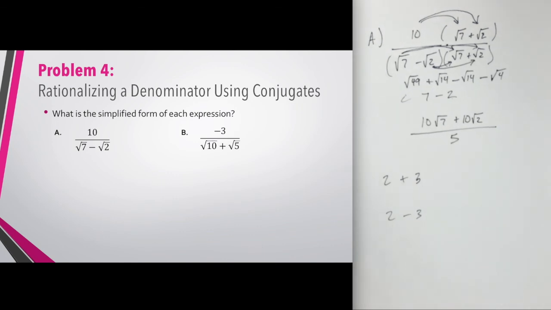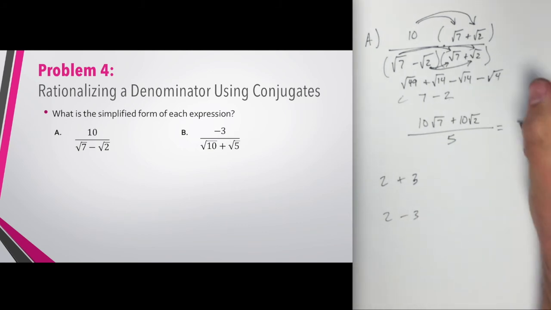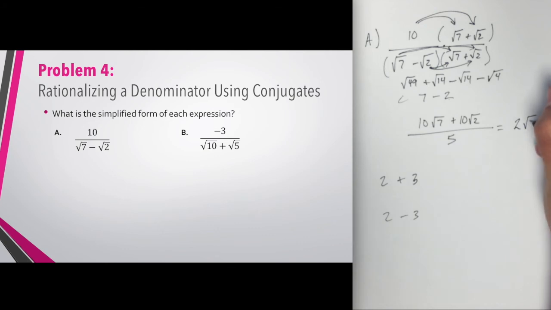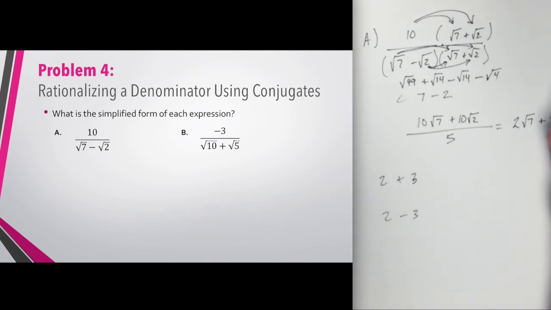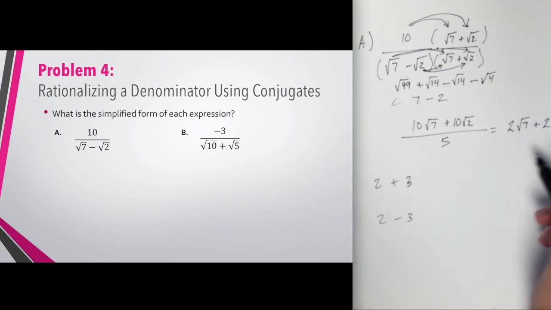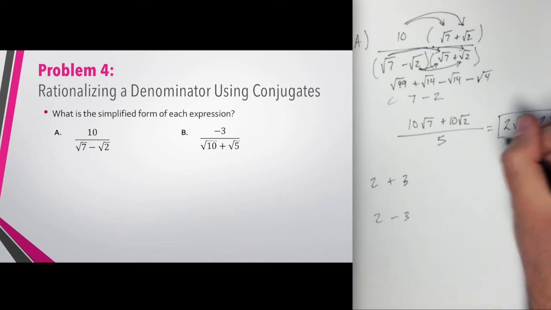And then your last step is, if you can simplify anything in this fraction, you need to. So 10 divided by 5 is 2 square roots of 7. This 10 divided by 5 would be plus 2 square roots of 2. You can't do anything else to this, so you're done.